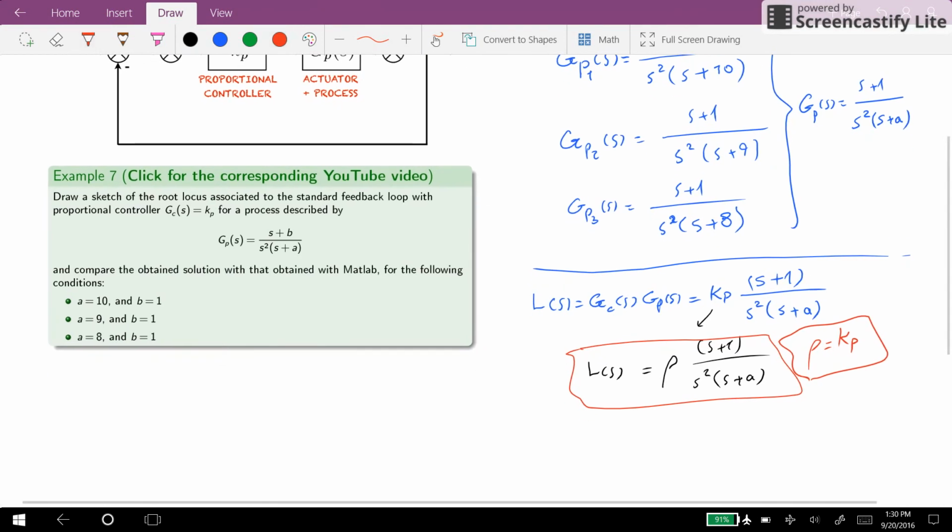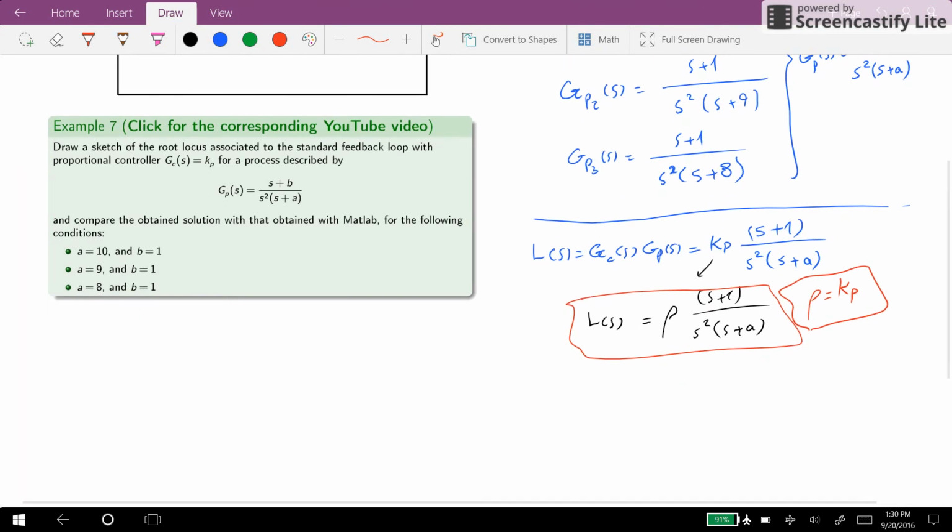So now our aim is to draw the root locus for this system for three values of A equal to 10, 9, and 8. And we will see that based on the value of A, which is the location of one of the poles of the system, the root locus sketch will be quite different.